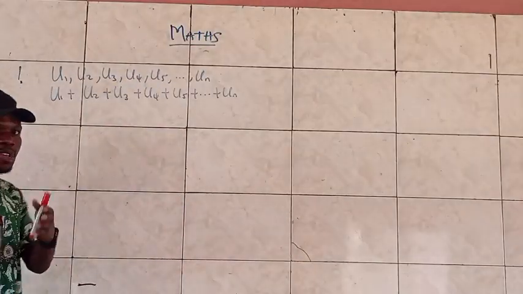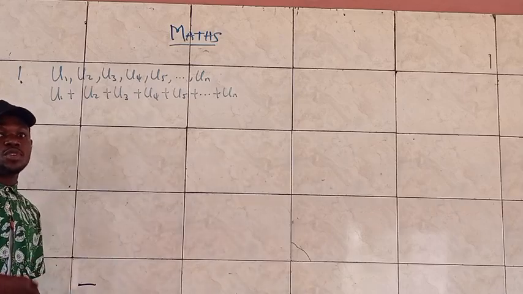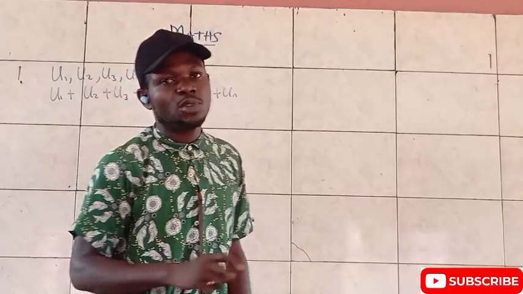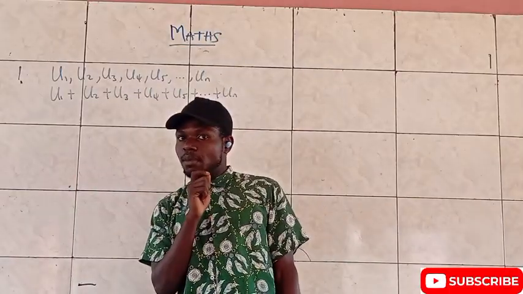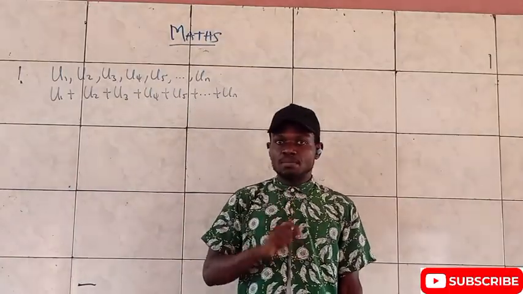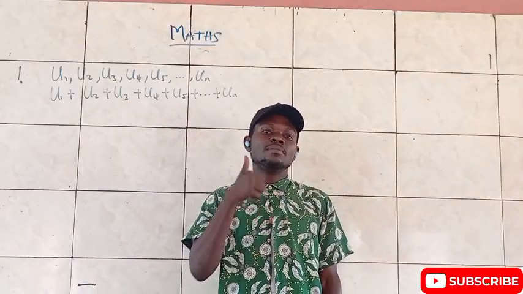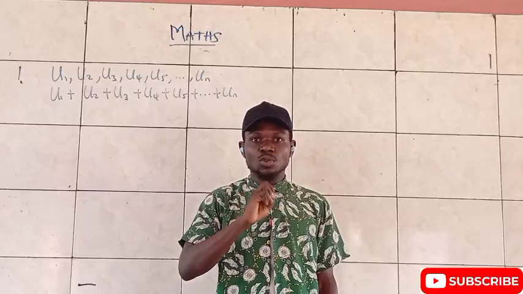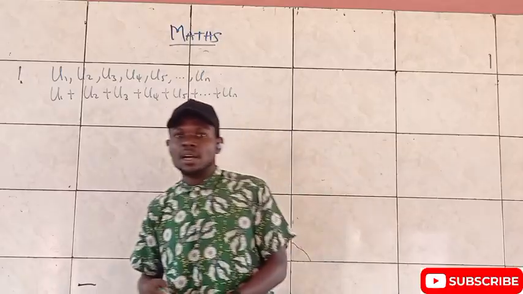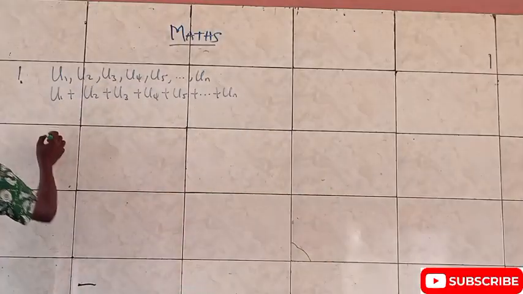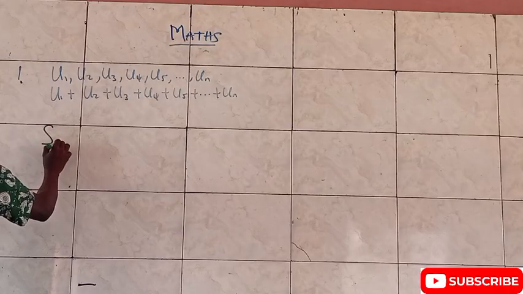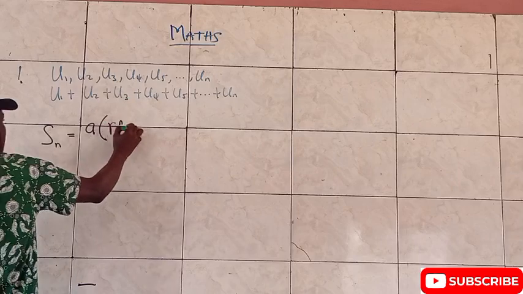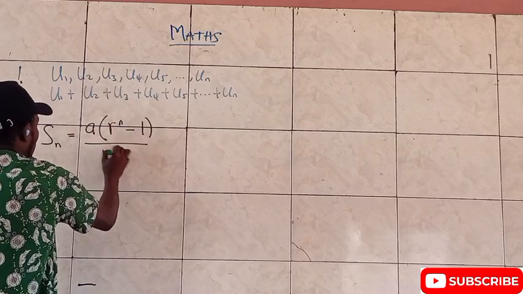Just like in AP, there are formulas that we use in adding up the terms of a geometric sequence. But there are constraints placed on these formulas based on the value of the common ratio. So look at the formulas, basically three of them. We have Sn equals a in brackets r raised to the power n minus 1, all over r minus 1.